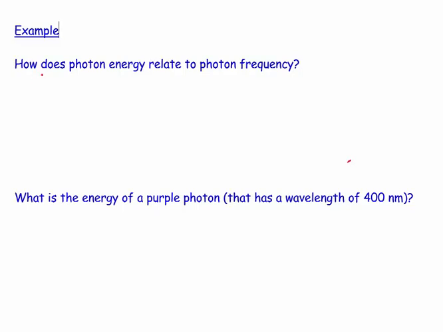So this question says, how does photon energy relate to photon frequency? So we have, well, a photon, let's just picture it. And inside there's a certain frequency. And we have E equals hf. That's energy, and that's frequency. And this is Planck's constant. E is equal to a constant times f.